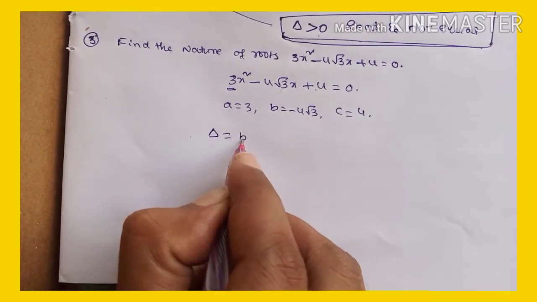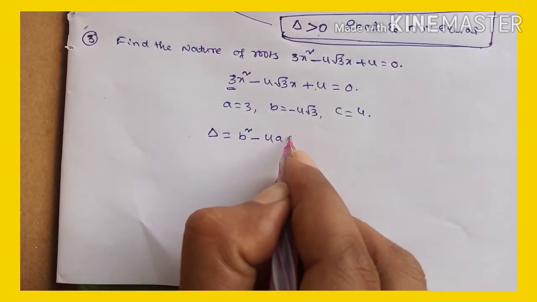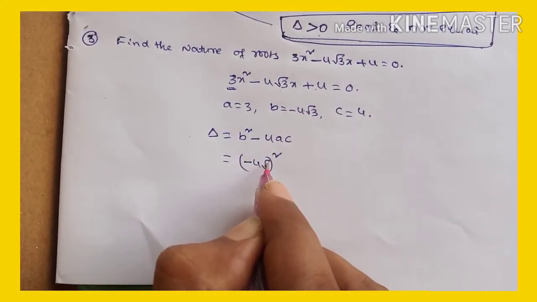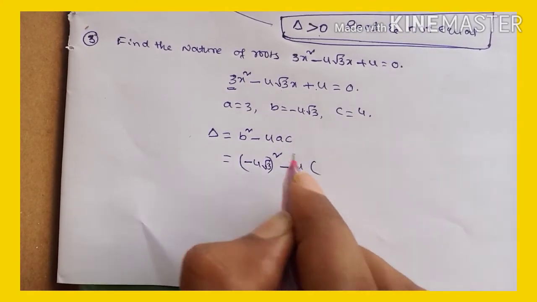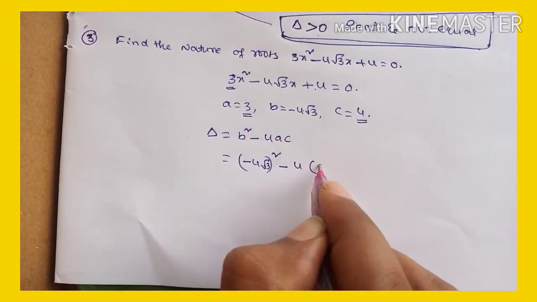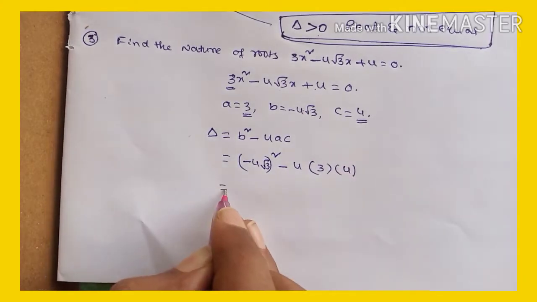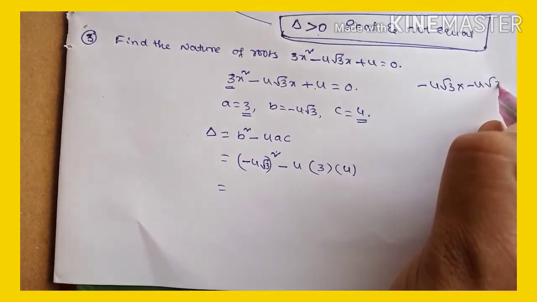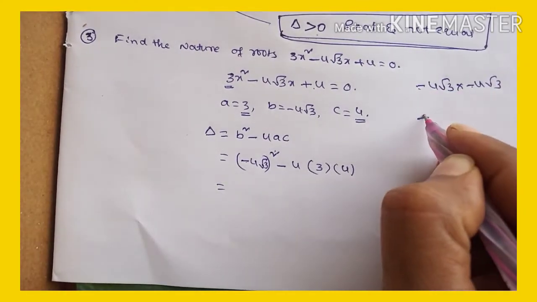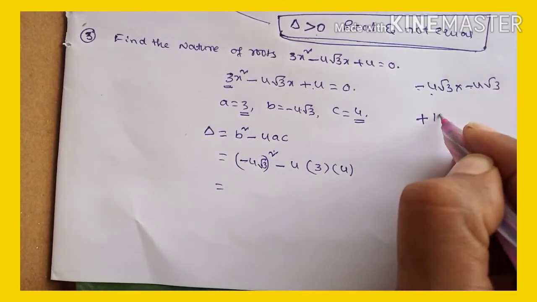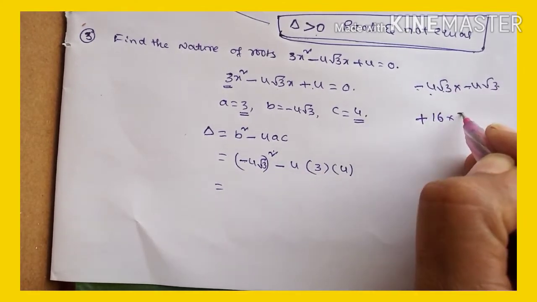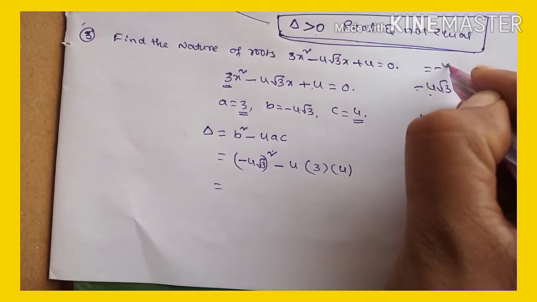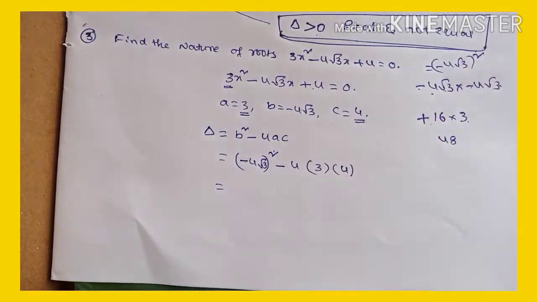Discriminant value delta formula: b square minus 4ac. B value minus 4 root 3, square, minus 4 into a value 3 and c value 4. Now minus 4 root 3 into minus 4 root 3. Minus into minus plus, 4 into 4, 16. Root 3 into root 3, 3. Now 16 3s are 48, which is the value of minus 4 root 3 whole square.